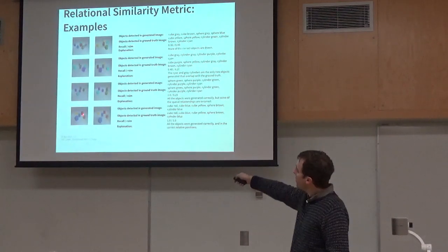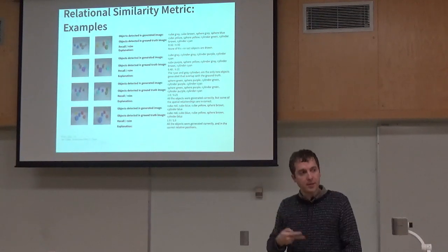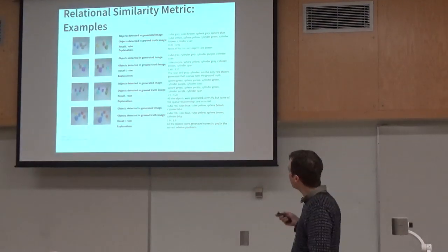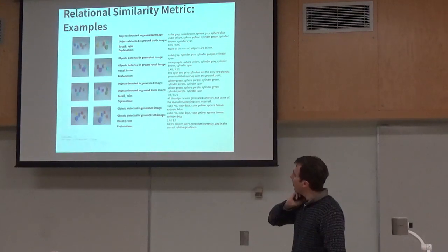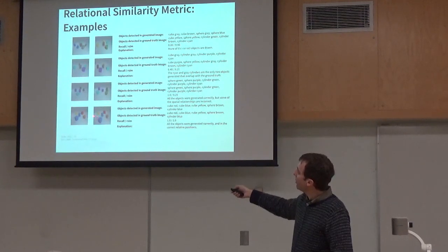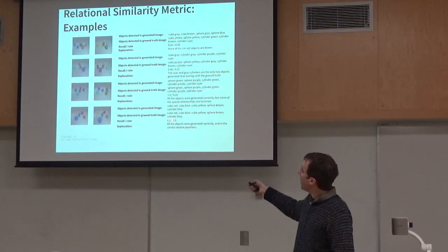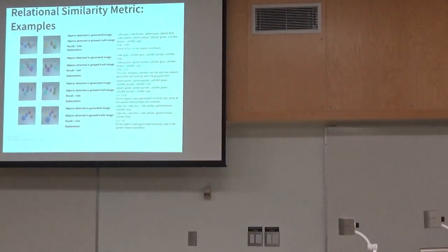And in the final case, you basically have a generated scene which looks consistent with the ground truth in terms of the objects that are present and the relative locations. So you have a recall of 1 and a relative similarity of 1. You notice that the images are not pixel by pixel identical in this case, but they'll still get a perfect score because the objects are there and they're in the right relative location.